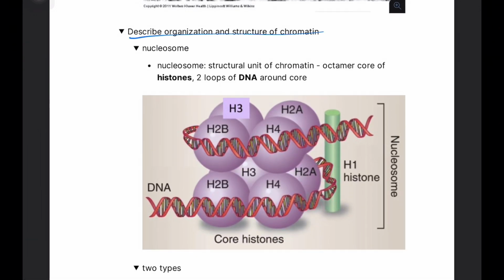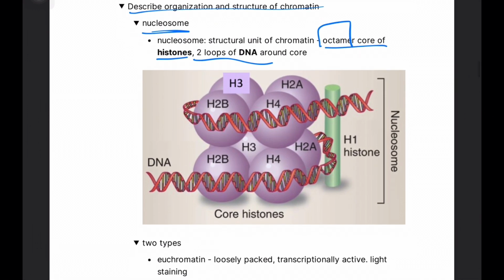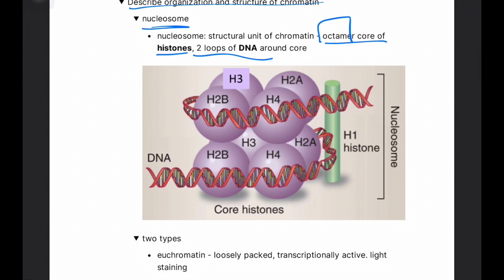So here we can go on. It says describe the organizational structure of chromatin. You have your nucleosome. Nucleosome is a structural unit. It has an octamer core of histones. It has two loops of DNA around the core. Do I have to know that it has an octamer core? Probably not. I wouldn't. I mean, it would be nice to know. It'll probably help down the line, but is it really that important? I would just focus on the histones and the DNA part.